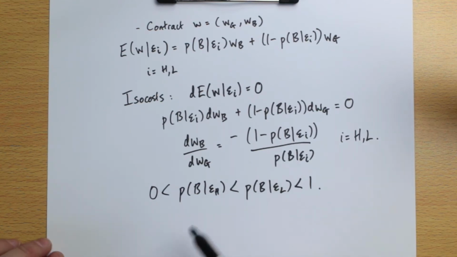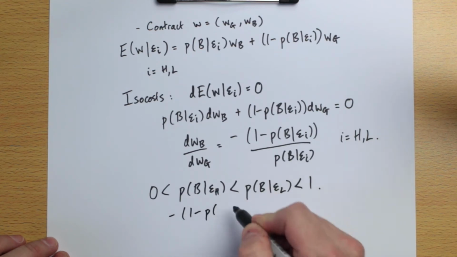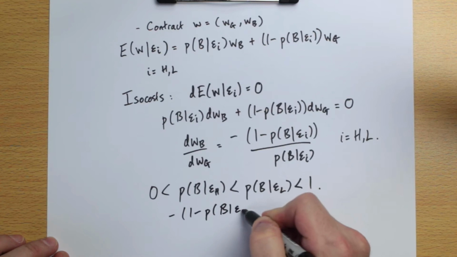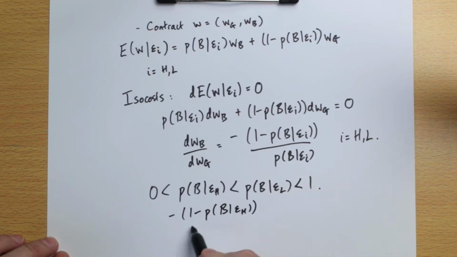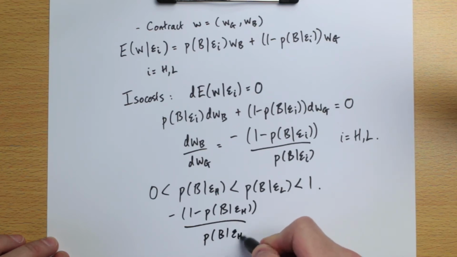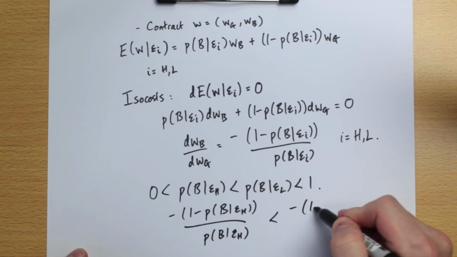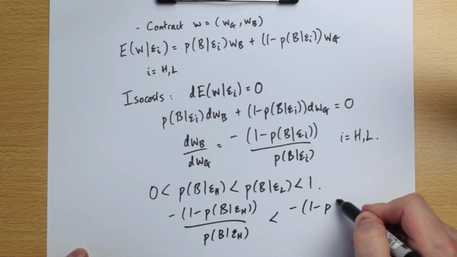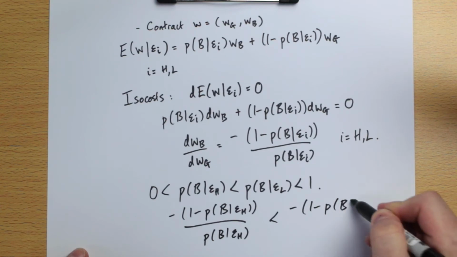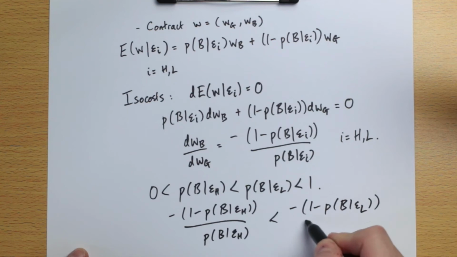Now, if you rearrange this, it could be shown that the slope of an isocost under a high level of effort, these are steeper. Okay, so it's more negative. So this is less than 1 minus the probability of the bad state conditional on low effort.